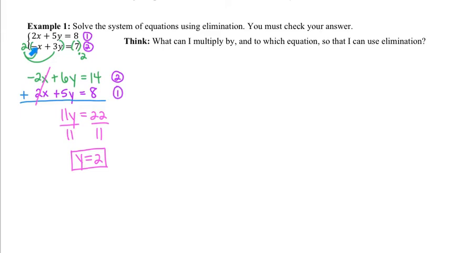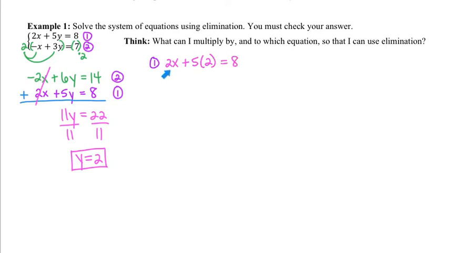It doesn't matter. This one has a 1x, but it's a negative 1x, so you would have to divide by negative 1, which is fine. But I'm going to go ahead and choose equation number 1 this time to check. Not check, I mean to solve for the second variable. So it says 2 times x, and we don't know x, plus 5 times y. But instead of y, we're going to put 2 because we know what y is equal to.